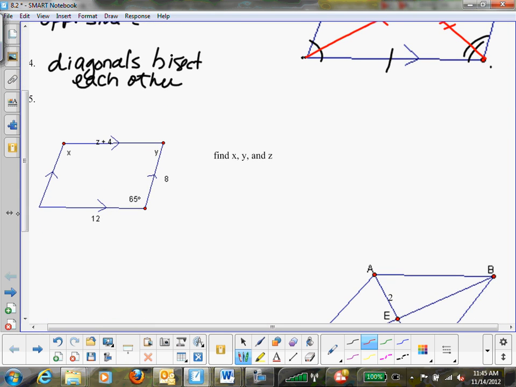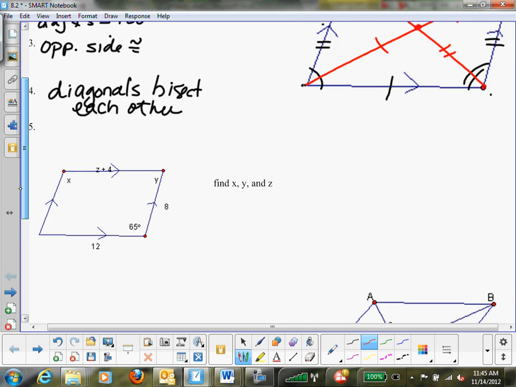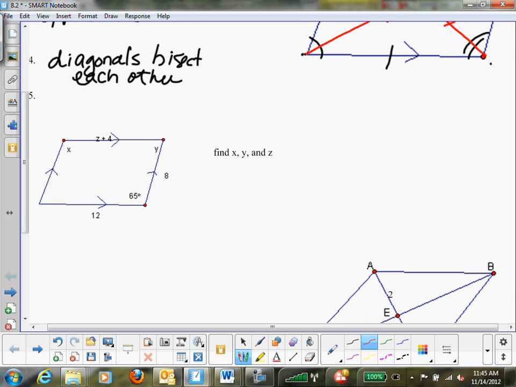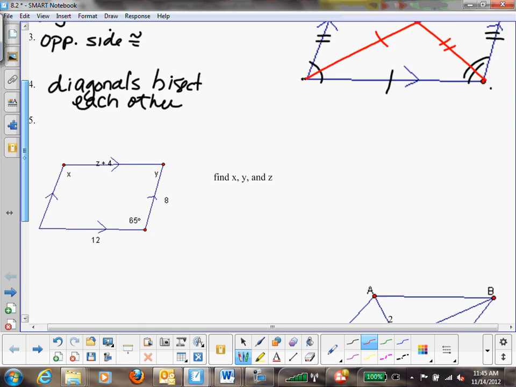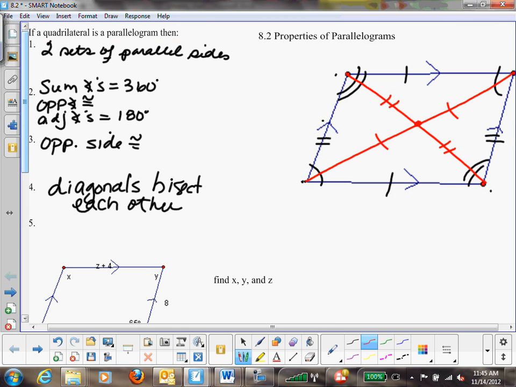All right. So I have opposite sides that are parallel. Therefore, I have a parallelogram. Okay, so let's do it this way then. We'll make this one 3. Thank you. And this one 4 to indicate the difference.